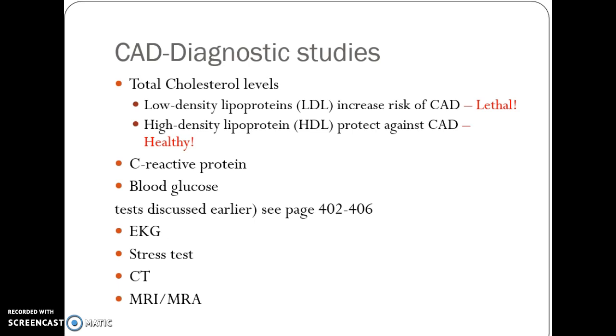So when you're diagnosing coronary artery disease, they're going to look at cholesterol levels. Remember, LDL is the bad cholesterol. It's lethal. HDL is healthy. We're going to look at C-reactive protein, which looks for any kind of inflammation. We're going to check blood glucose levels, EKG, stress tests. Sometimes they'll do a CT or an MRI of the heart to look for any plaques that may be developing.